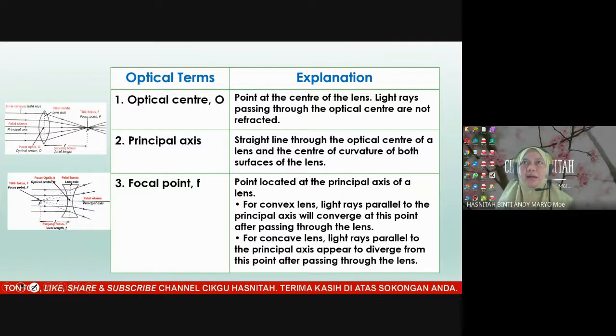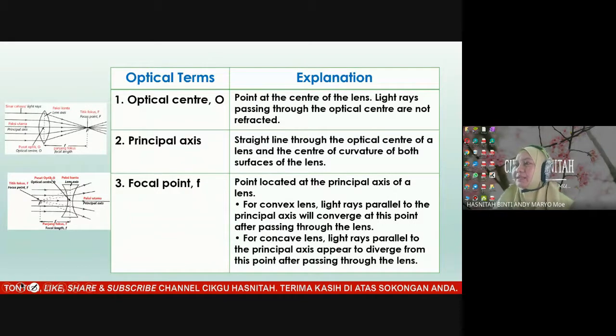To understand why a convex lens is called a converging lens, it is because it converges light to a point when the light passes through the lens. And why a concave lens is called a diverging lens, it is because it diverges light rays after passing through the lens. Okay, so now we go to the second part.